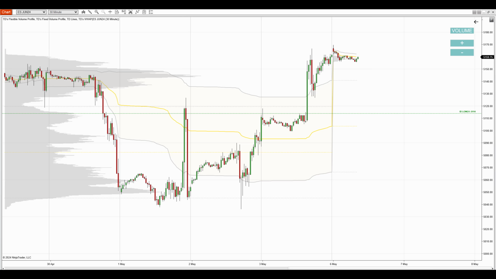What you see before you is NinjaTrader 8 platform with my custom-made volume profile and VWAP indicators. And the first trading idea is going to be on the ES, which is futures of the Standard & Poor's 500 index. So this is the ES 30-minute time frame, and I want to talk about a newly formed support which is in here, and it formed at 51.14.